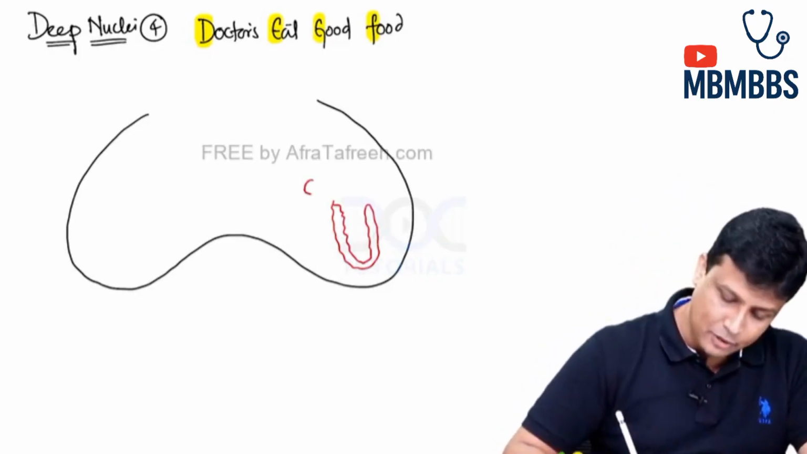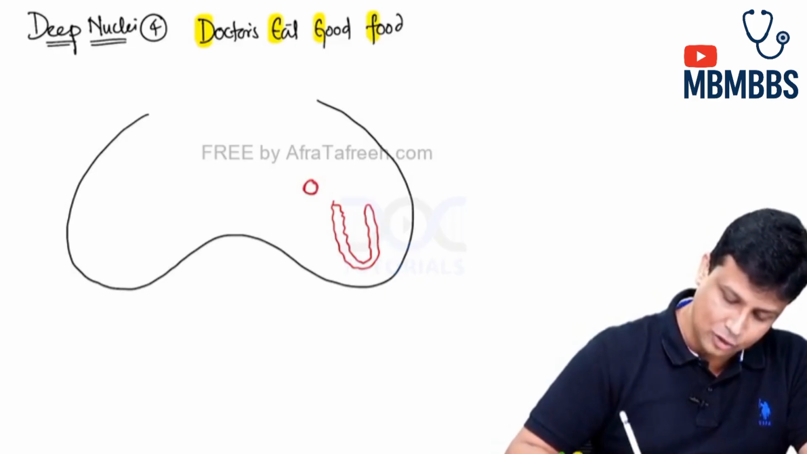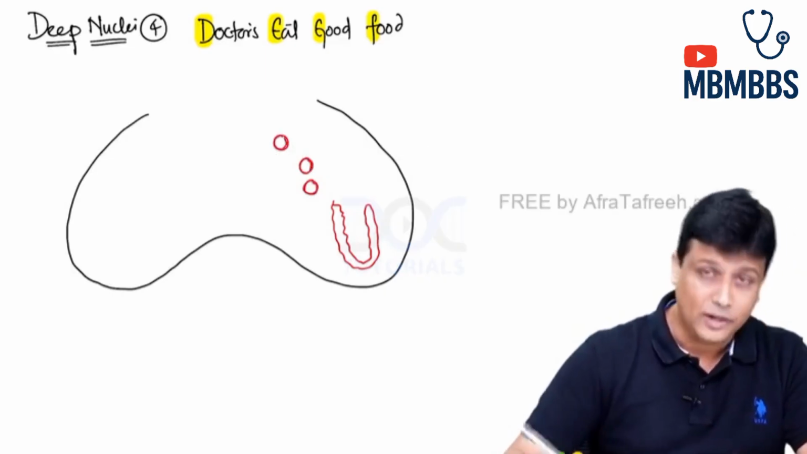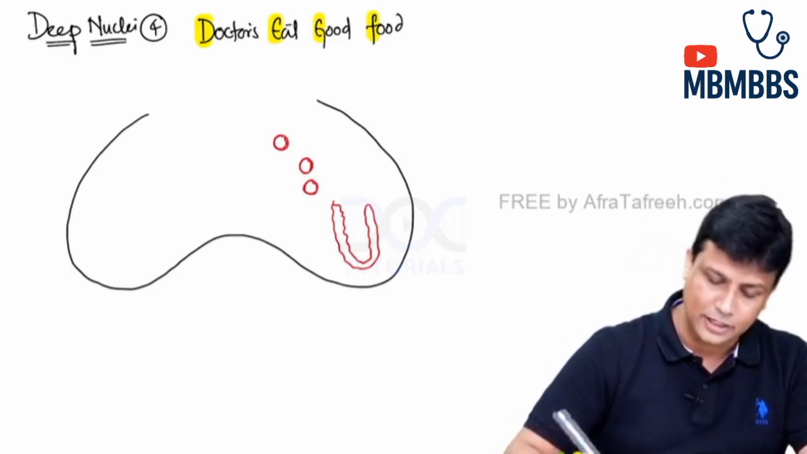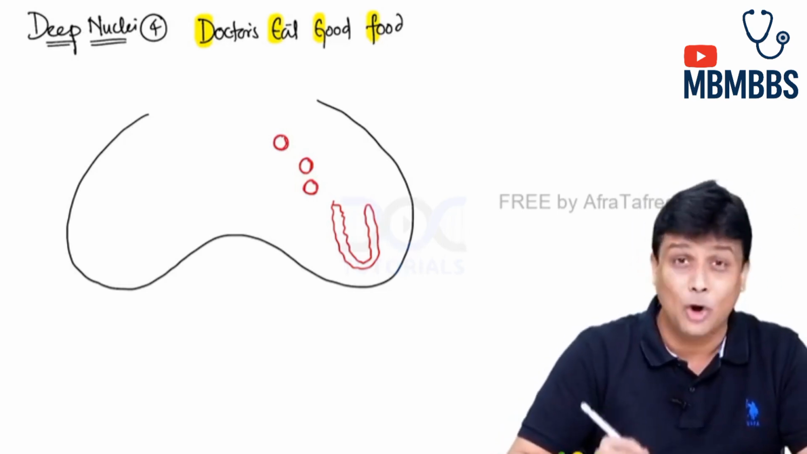And then you have got the emboliform, and then the globose, and then you have got the fastigial. So what I am trying to convey here, what I am trying to tell you here, they are actually arranged in the same order.